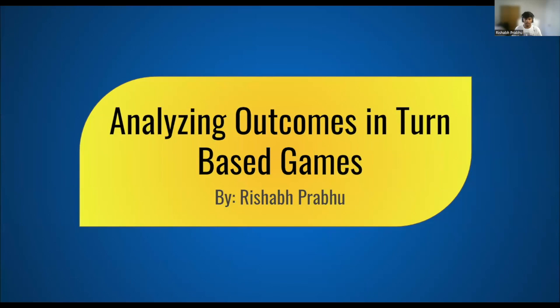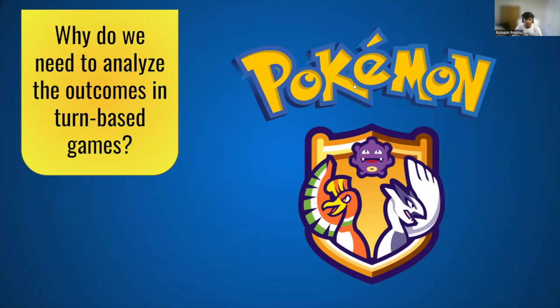Hello, my name is Rishabh Prabhu, and today I'll be talking about analyzing the outcomes in turn-based games. So why do we need to analyze the outcomes in turn-based games? To analyze the outcomes in turn-based games, we have to teach a computer to be able to choose between choice A and choice B. And in the future, having a computer be able to choose between an A and B in many different scenarios is going to be extremely useful in the development of AI.